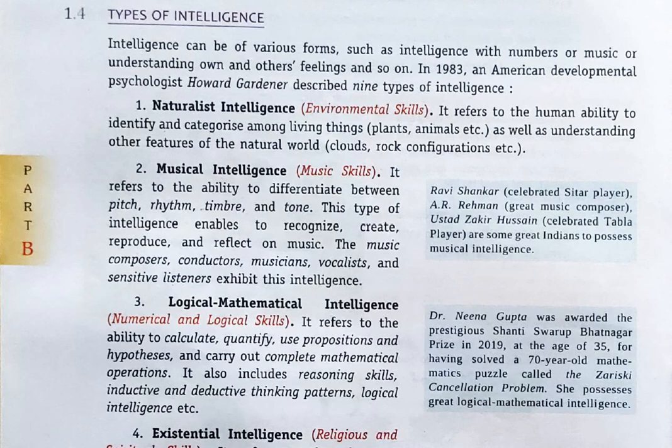The third category is logical and mathematical intelligence. So, this intelligence has the ability to calculate, quantify. That means you can have a good command over mathematical operations and reasoning skills. Example, Dr. Neena Gupta was awarded Shanti Swarup Bhatnagar Prize in 2019 at the age of 35 as she solved a 70-year-old mathematic puzzle called the Zariski cancellation problem. So she was having logical and mathematical intelligence. Okay.